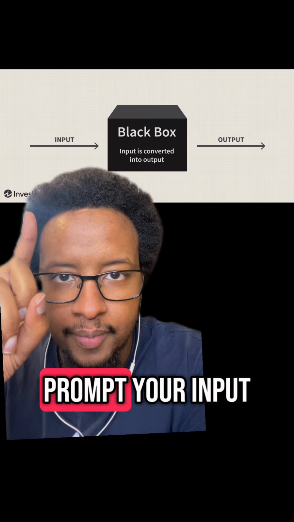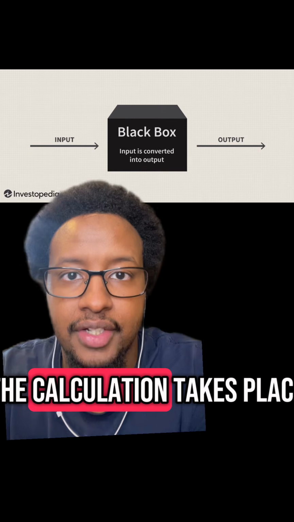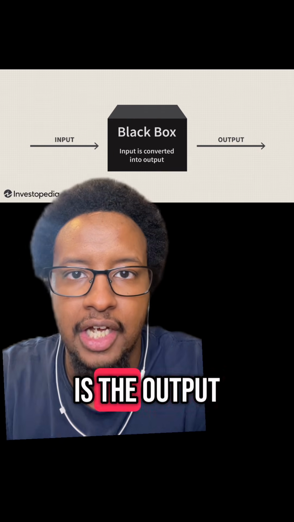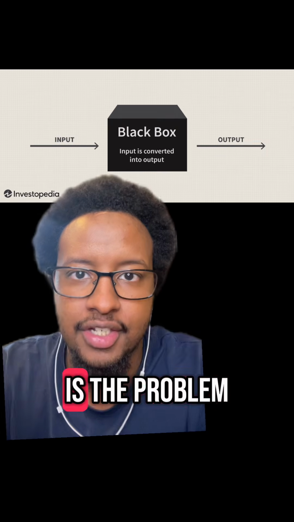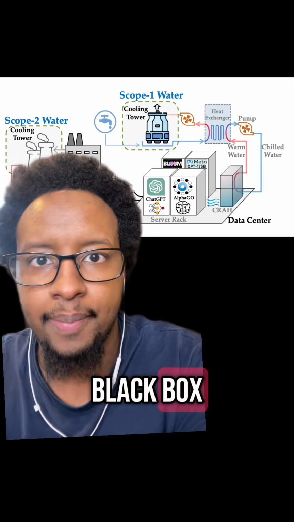You have your prompt, your input. Then you have your black box. This is the data center where the calculation takes place. Then the answer is the output. The black box is the problem. So this right here is our black box.